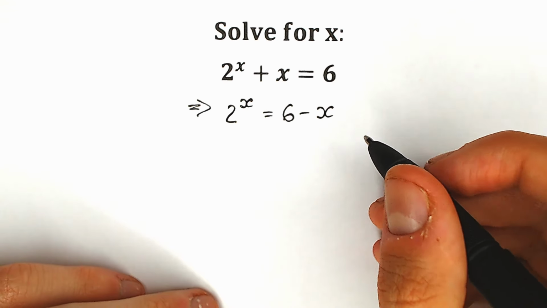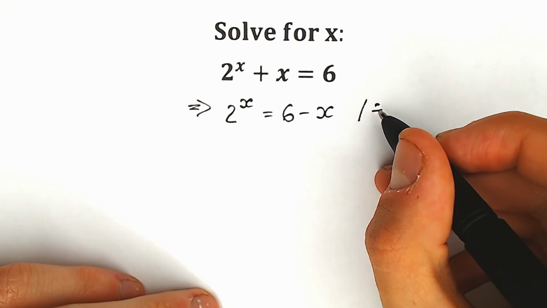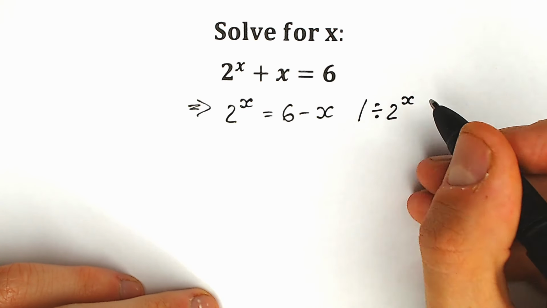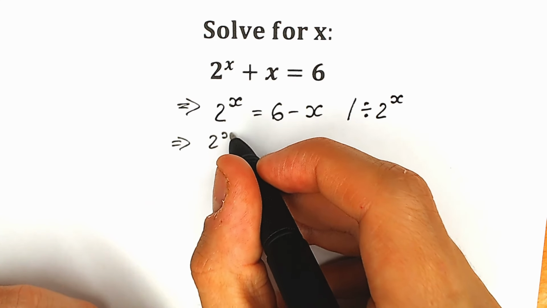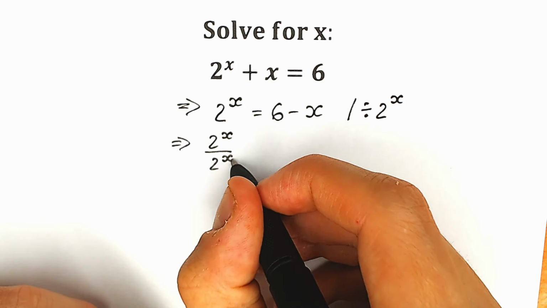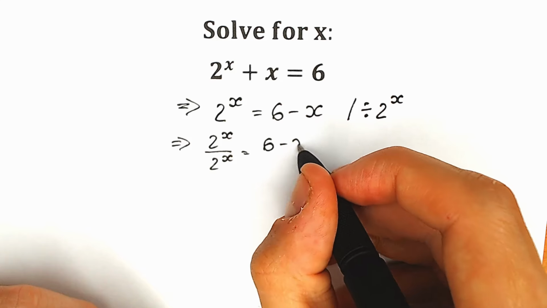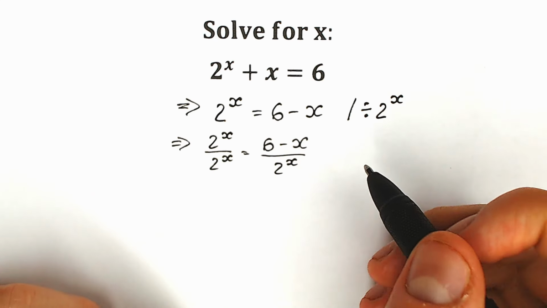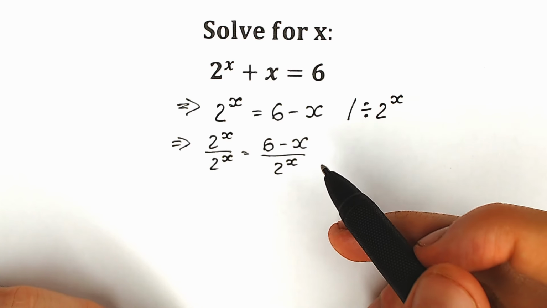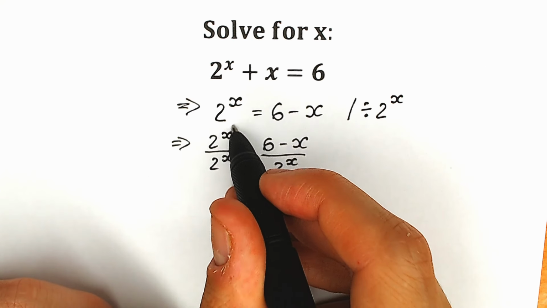Secondly, let's divide both sides by 2 to the power x. As a result, what do we have? We have 2 to the power x over 2 to the power x equal to 6 minus x over 2 to the power x. So it changed nothing. 2 to the x is not equal to 0, so we can easily divide both sides by 2 to the power x, and as a result we can easily cancel these 2 to the power x.